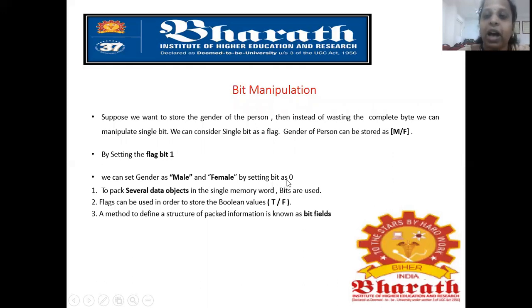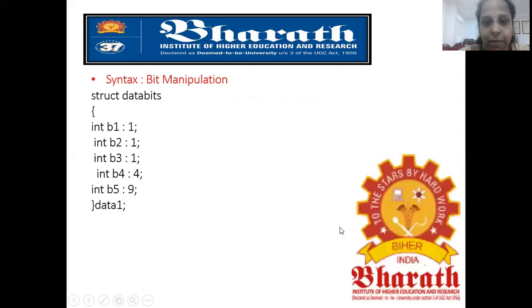The main advantage of using bit manipulation is that several data objects can be used in a single memory, that is, in a single word. Suppose in Boolean values, if we are saying whether a particular condition is satisfied or not, you can just write it as T and F, that is either true or false. Similarly, male or female, that is M and F. So that is bit manipulation. It is a method to define a structure of packed information. If you pack the information in your structure, that is called bit fields.